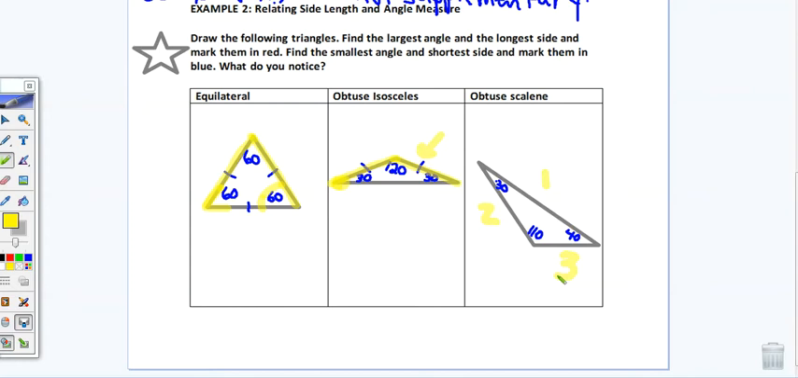Side 1 is the longest side, and side 1 is opposite which angle? The biggest. The longest side will always be opposite the biggest angle, okay? The second longest side will always be opposite the, okay, is 40 bigger than 30? So if 40 is bigger than 30, that means side 2 must be longer than side what? 3. Guys get that concept? Okay, so let's take a look at this on the next page.